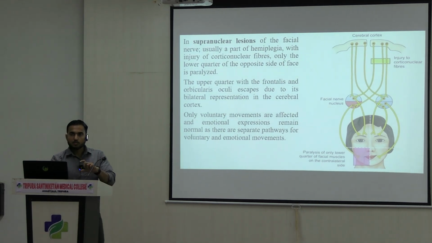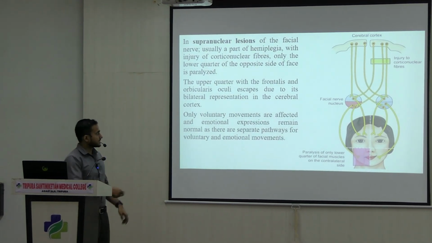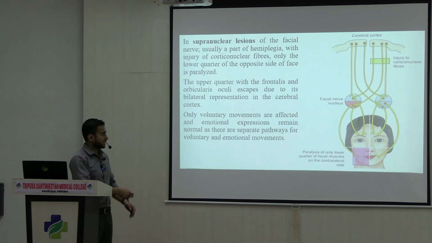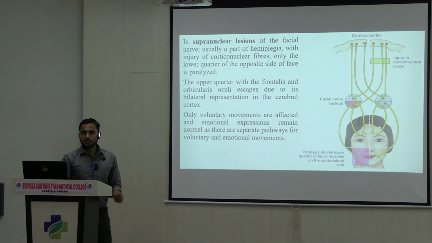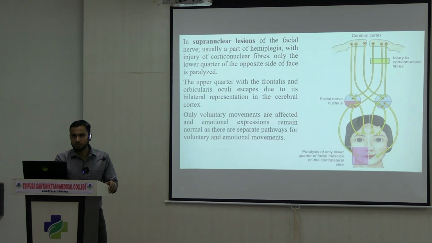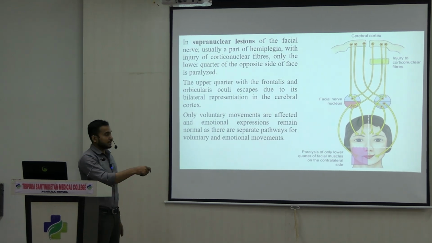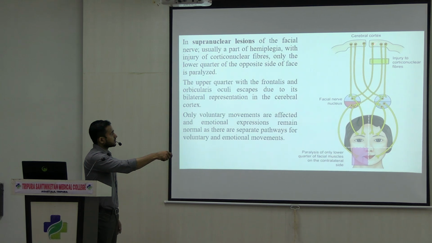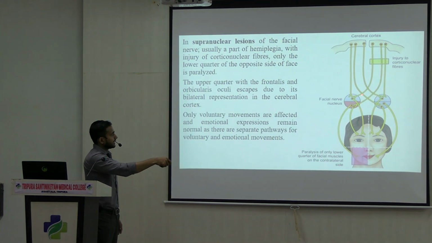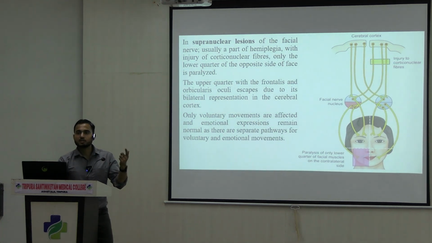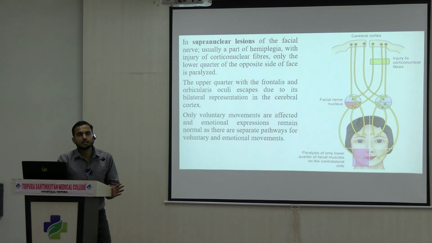Now if the injury takes place at this level, or compression of the nerve takes place at this level on these fibers, then it is called lower motor neuron lesion. Now if the lesion takes place at the cerebral cortex, or in the fibers coming from the cerebral cortex and relaying on the nucleus of the cranial nerves, then it is called supranuclear or upper motor neuron lesion. Is it clear about the upper motor and lower motor neuron lesion?